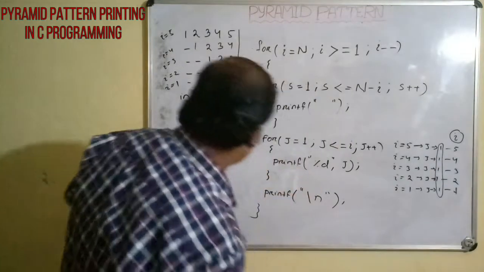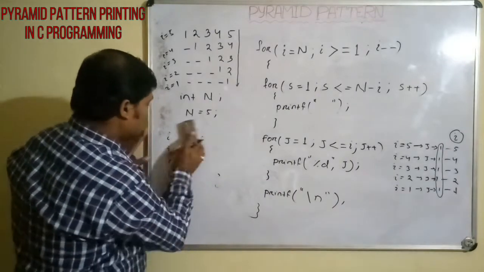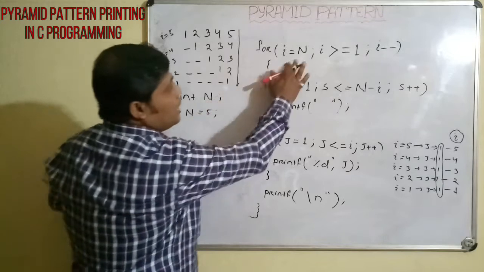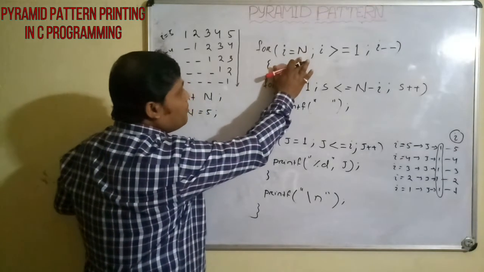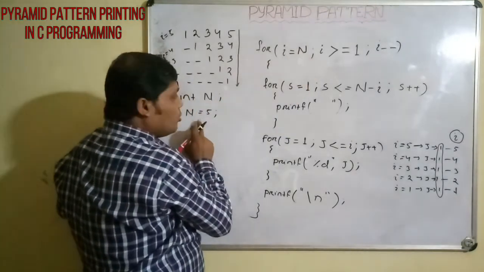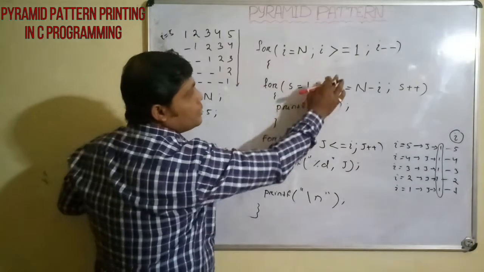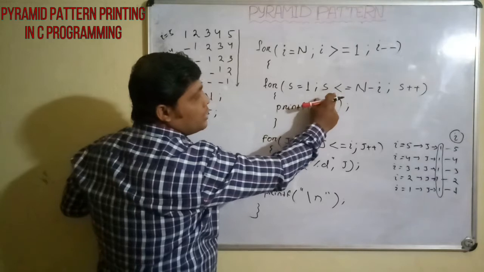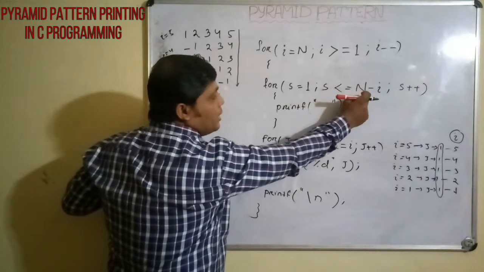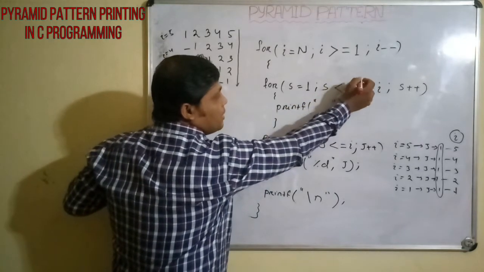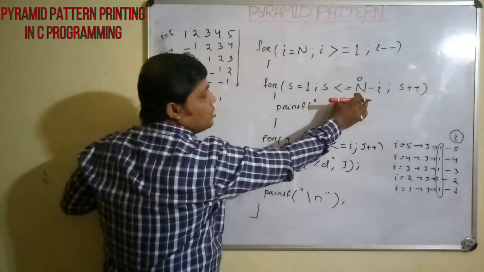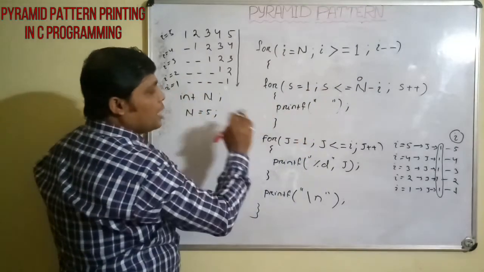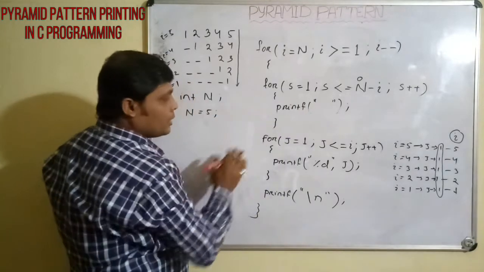Just see. We'll check. Just try to run it. i equal to n. i value is 5, as the first time n value we have taken is 5. So 5 greater than equal to 1, yes. Then s equal to 1, s less than equal to n minus i. n value is 5, i value 5, 5 minus 5 is 0. So this condition is false. It will not go inside this loop, and it will not print any space.